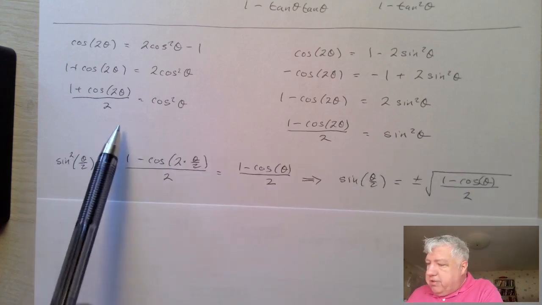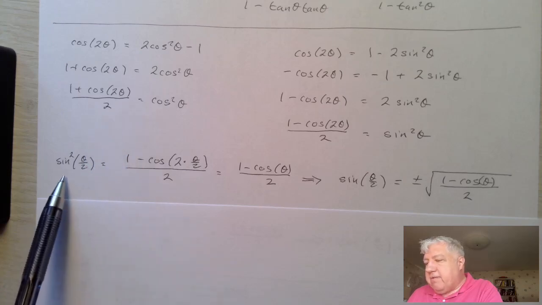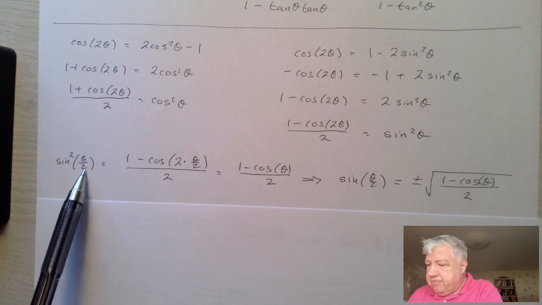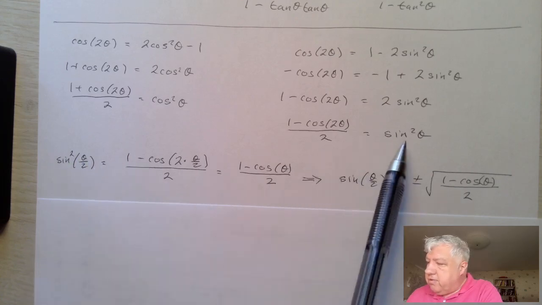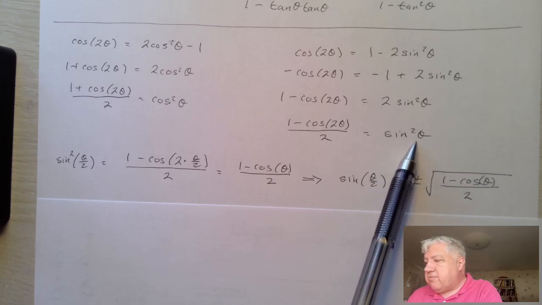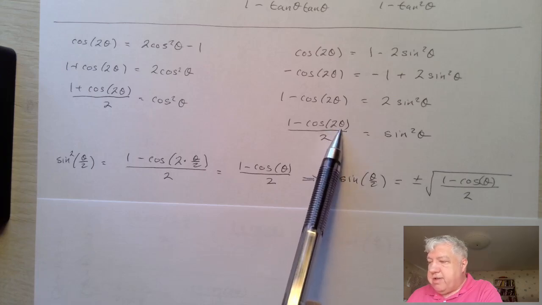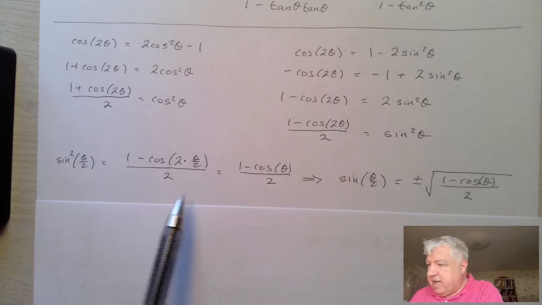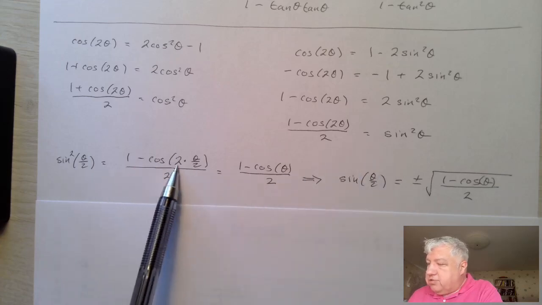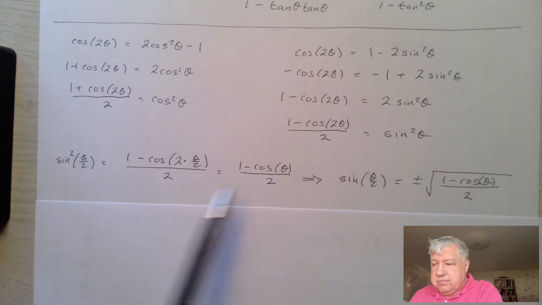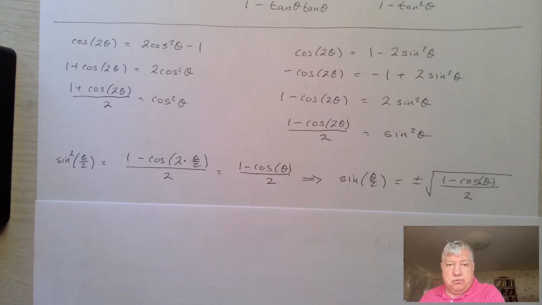now if we do a little substitution, let's say we wanted to find sine squared of theta over 2. Well, theta over 2 is still a number, and according to this, if we take the sine squared of an angle, it's going to be 1 minus cosine of 2 times whatever that angle is, divided by 2. So we're replacing theta with theta divided by 2, and then 2 times theta over 2 is just theta. So that's why sine squared of theta over 2 is 1 minus cosine of theta over 2.